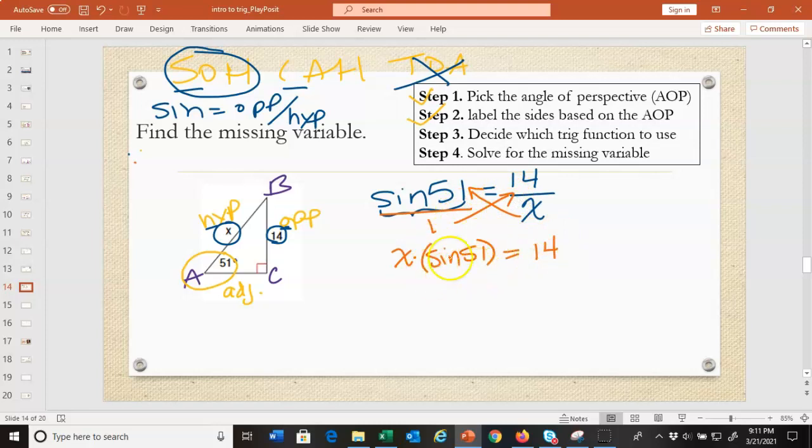This whole thing is a unit. You cannot separate the s and the i and the n. It's a whole function. It's a number, right? It's 0.77. We saw that. So now to get x by itself, we're just going to divide by this whole thing.